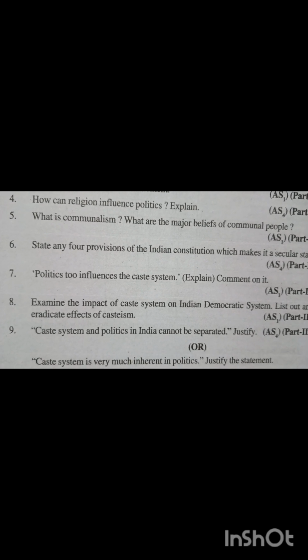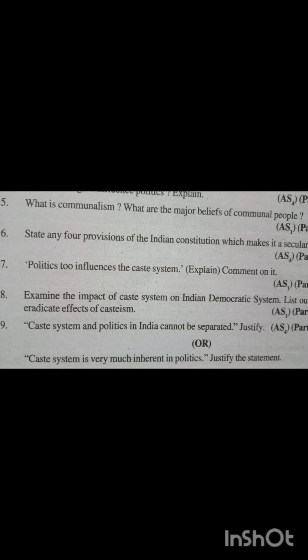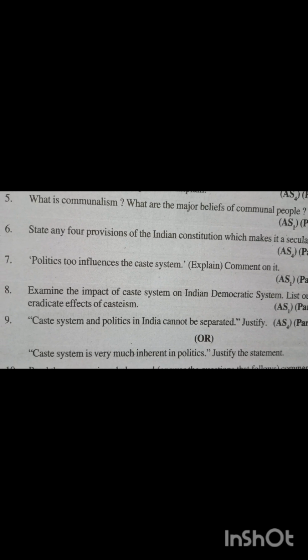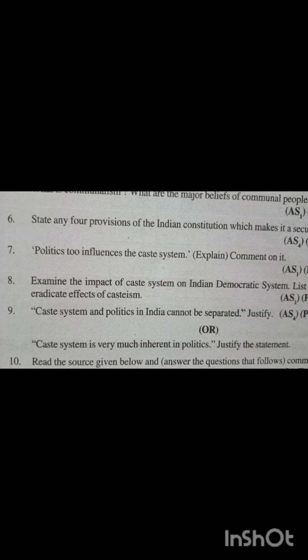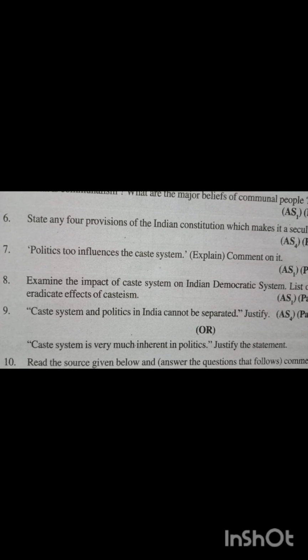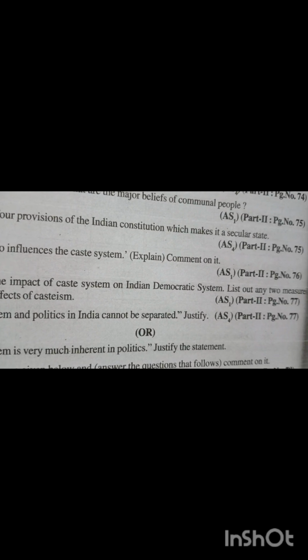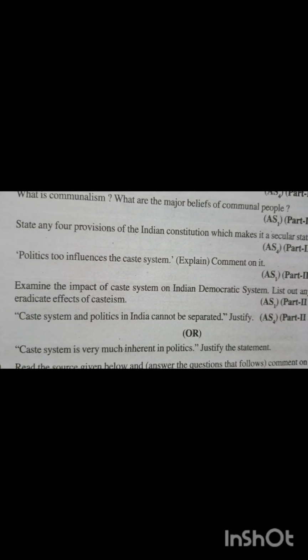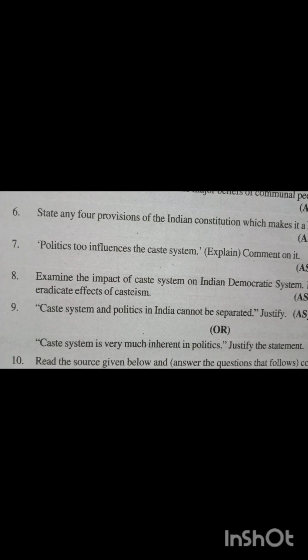Seventh one, politics too influences the caste system. Explain or comment on it. Eighth one, examine the impact of caste system on the Indian democratic system. List out any two measures to eradicate the effect of casteism.